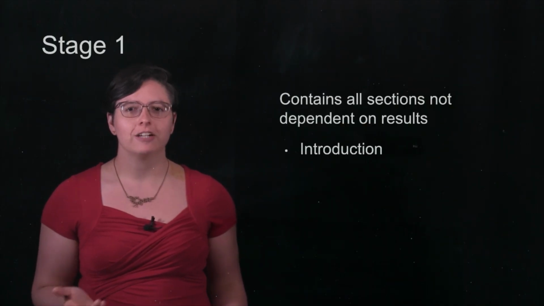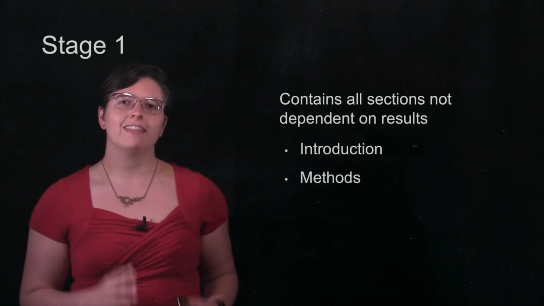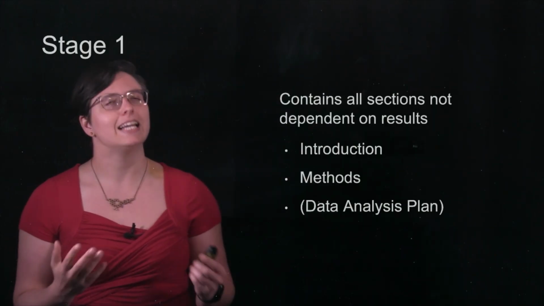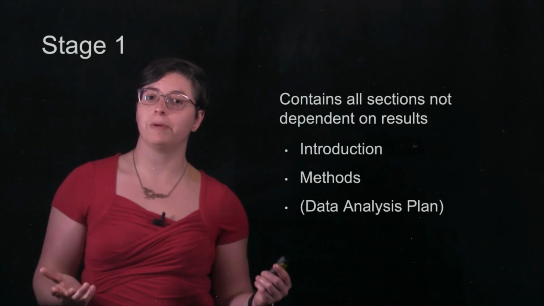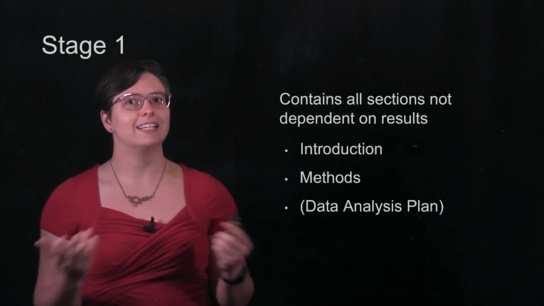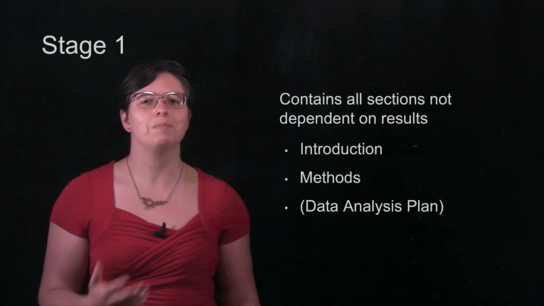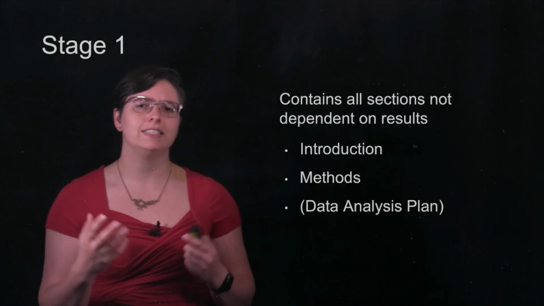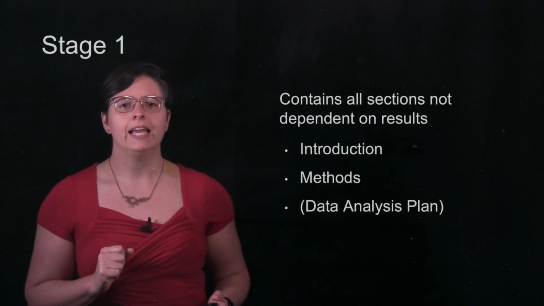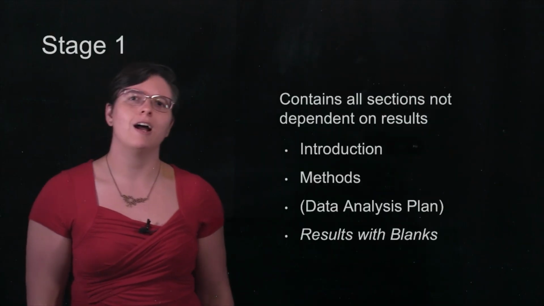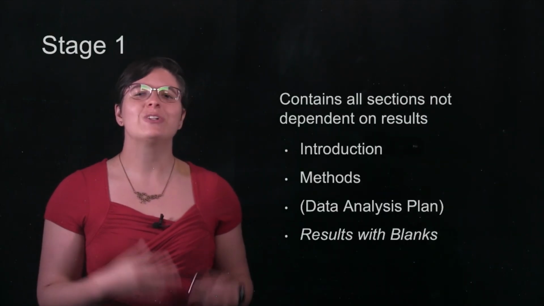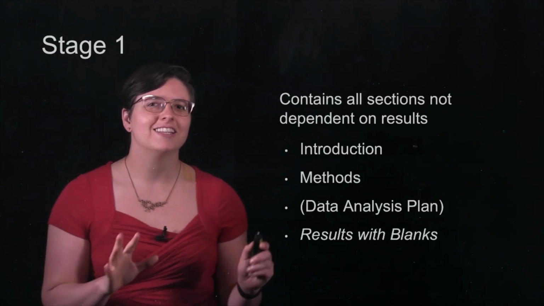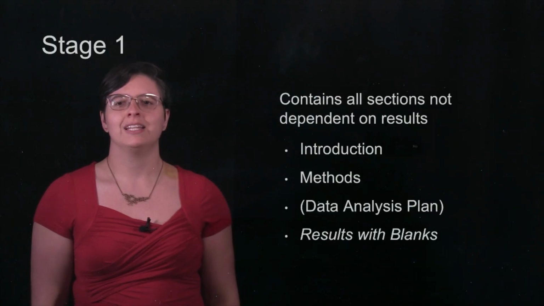There should be an introduction section and methods. Then there should be one of the following two options. In some fields, it's common to use a data analysis plan as part of a traditional paper, in which case you might find that writing an analysis plan as part of a Stage 1 manuscript is very natural. In other fields, it's common to describe the analyses as the results are being reported, in which case you might find that writing a results section which includes space for information to get filled in later. So I'll talk a little bit more about what this looks like shortly.